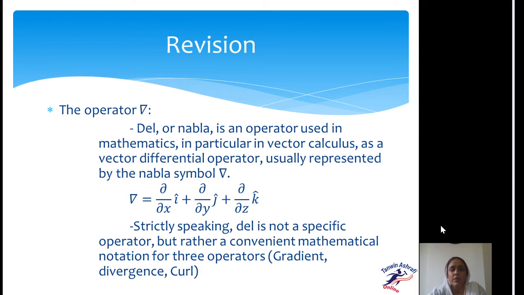Revision. Del operator, also known as nabla. It's a mathematical operator. Actually, it's not a math operator, it's actually a notation in vector analysis. The main three operations of vector analysis, that is gradient, divergence and curl, are done with the help of this del operator. Now, del operator according to mathematics is del by del x i cap, del by del y j cap, del by del z k cap.